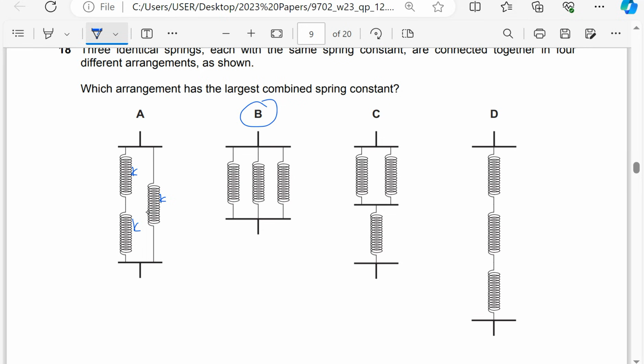We can verify this. So these two are in series. When I combine them, the total constant for these two is going to be just half, so it will be K over 2 for these two. Then they're in parallel with the K, so the total constant will be K over 2 plus K, which gives me, I think, is that K?